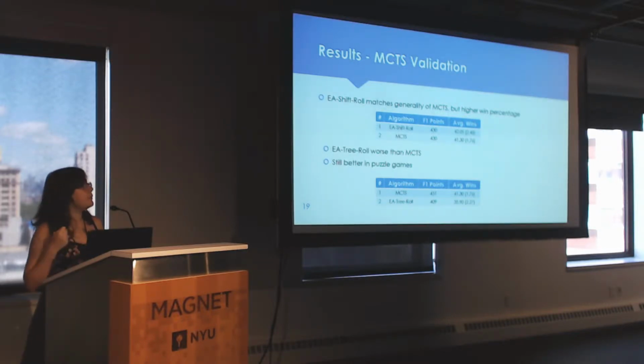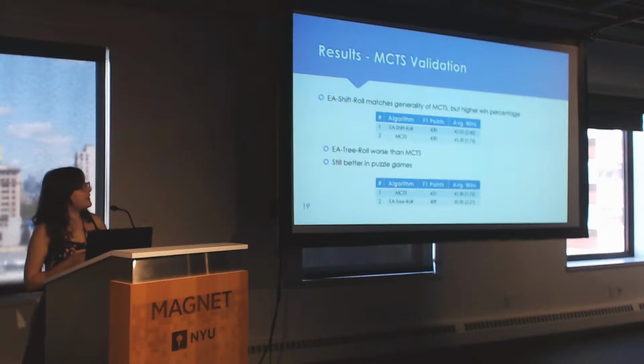In this work, we have managed to match the generality, which is measured in the GVGAI competition by Formula 1 points, which is basically a way to normalize the scores. So an agent that scores very well in one game and very poorly in all the others should not be better than another agent that achieves an average performance in most of the games.